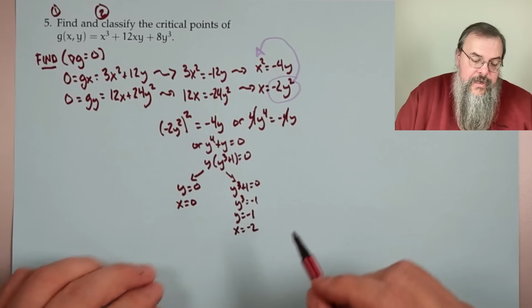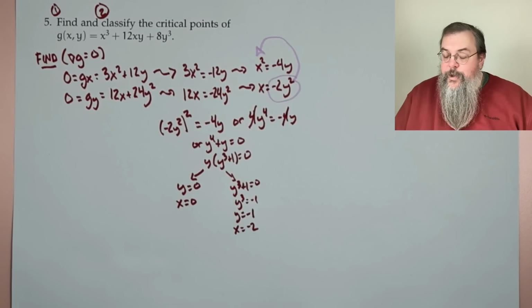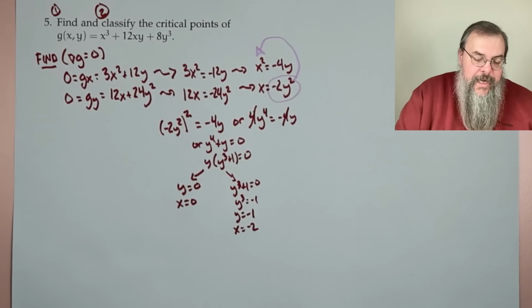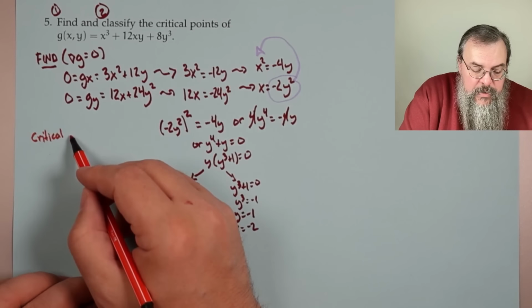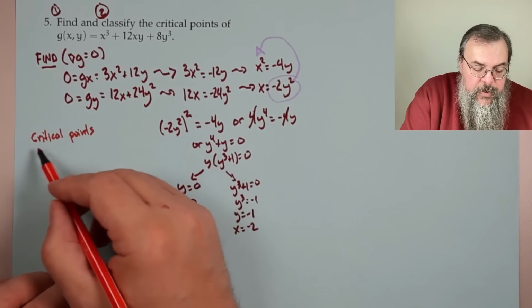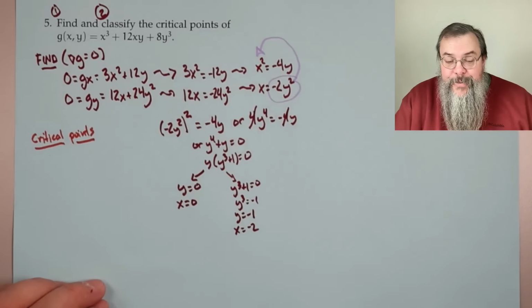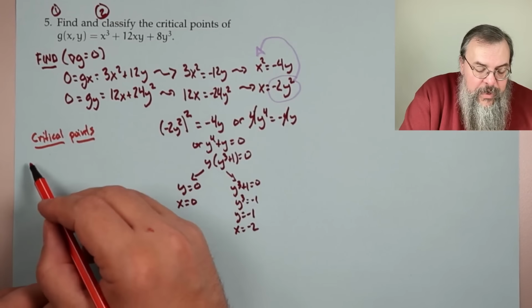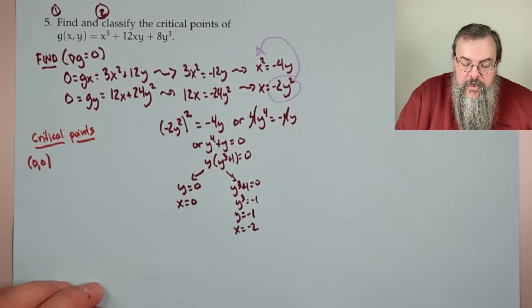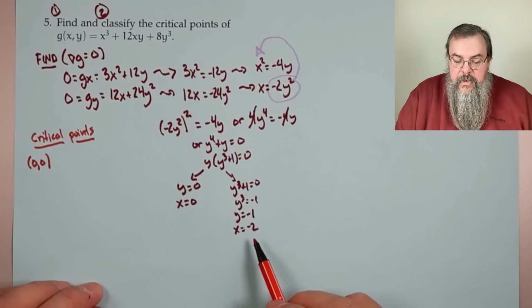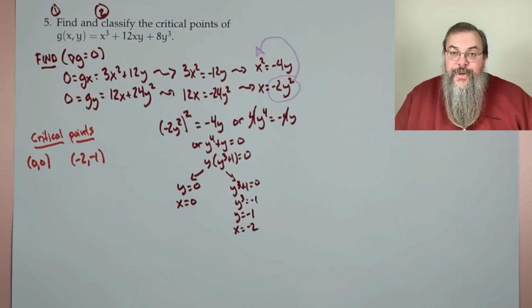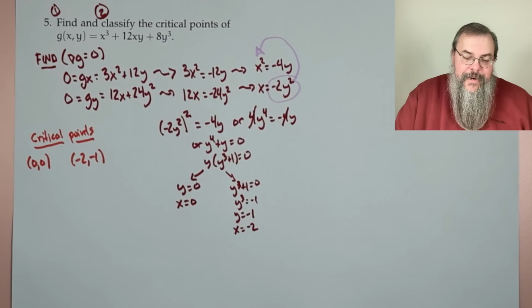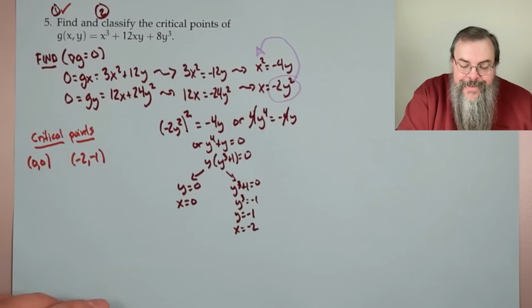Okay, so let's recap where we're at right now. We have our critical points, and there's 2 of them. Yeah, you can have multiple critical points. You can have a lot of critical points, but here we have 2. So we have one at (0, 0), and one at (-2, -1). All right, good. So, 2 critical points. Our find is done.